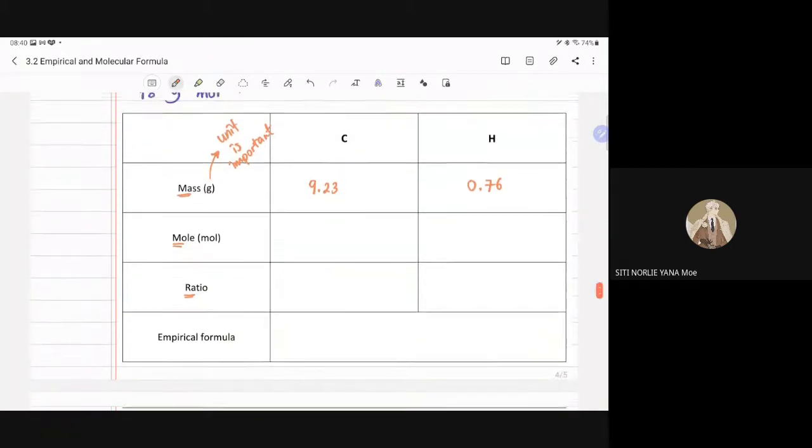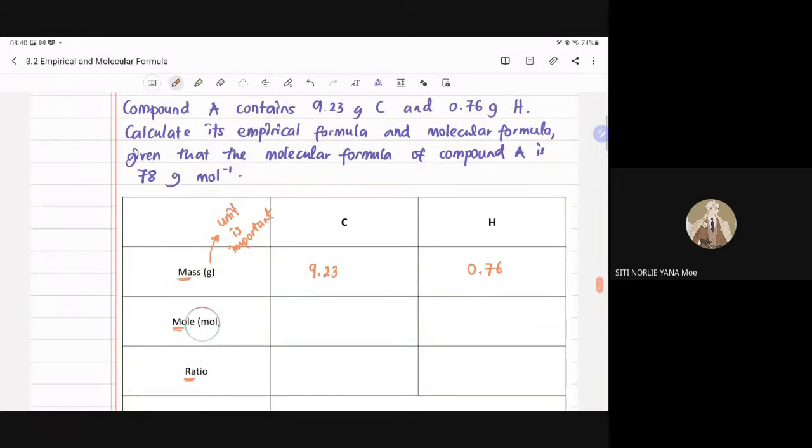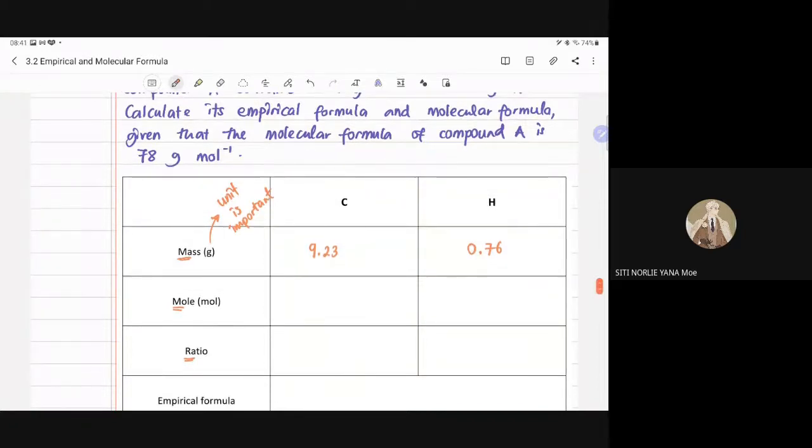Now, the next one, we want to calculate the number of moles. As we have learned in 3.1, number of moles is mass divided by molar mass. So for carbon, moles equals 9.23 divided by 12.0, which is the molar mass of a carbon atom. If we calculate, we will get 0.7692. Remember, we already put the unit at the side, so we don't put it in the table.